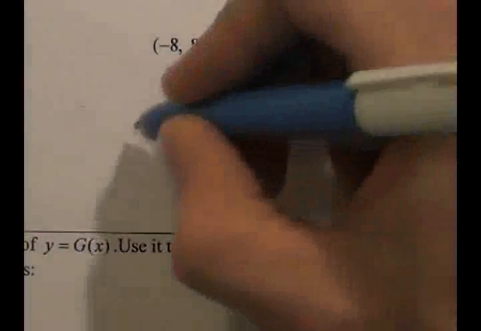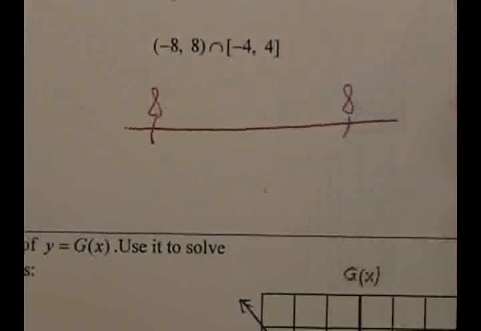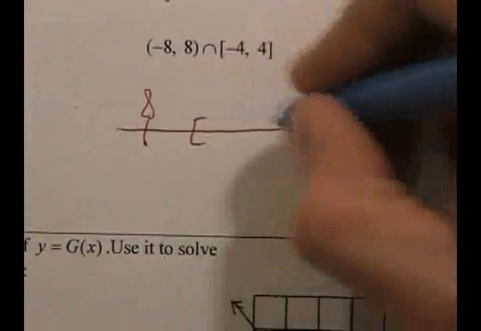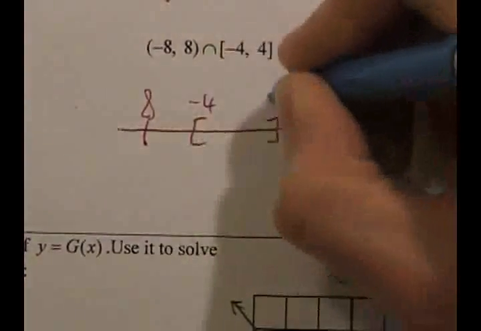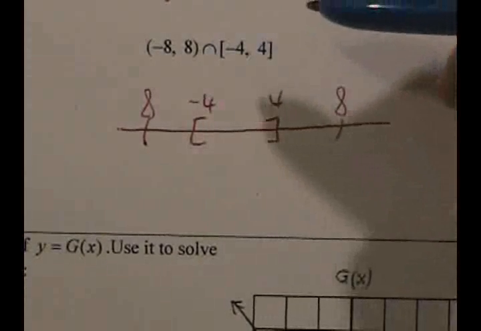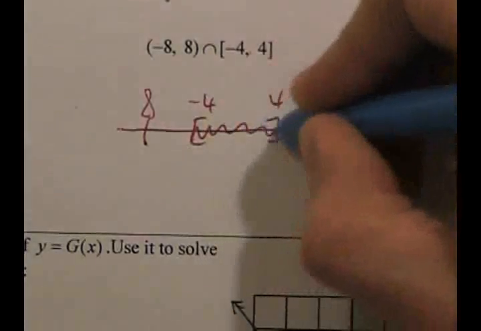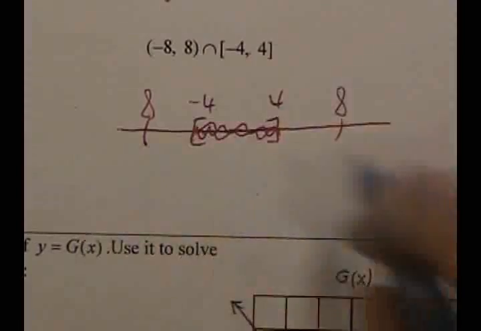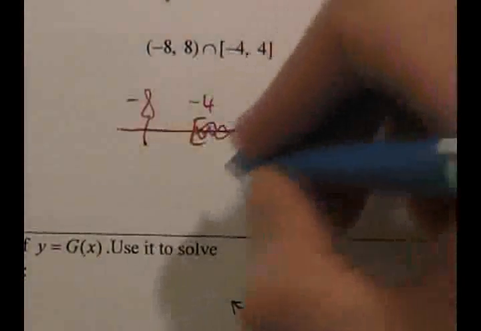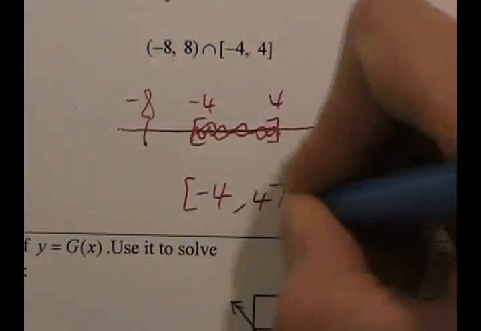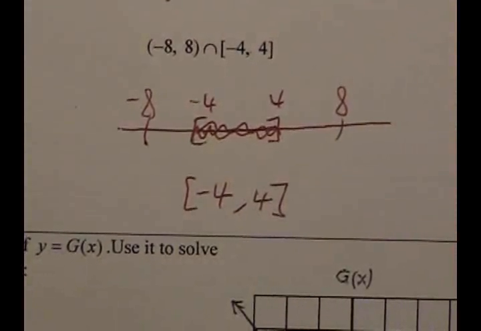Last one of these. This one on the left is all numbers between minus 8 and 8. Right. And that's intersected with all numbers between minus 4 and 4. So we're looking for numbers that are in both of these at once, and the only numbers they share are between minus 4 and 4. So it's a proper subset of this. So their intersection is just the set on the right. Everything between minus 4 and 4.